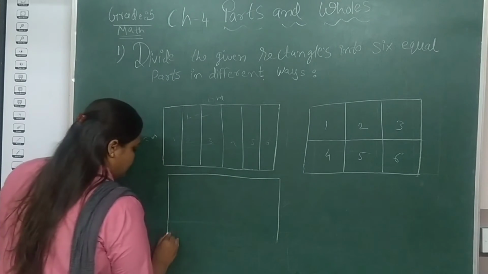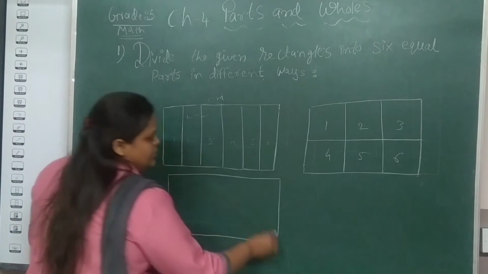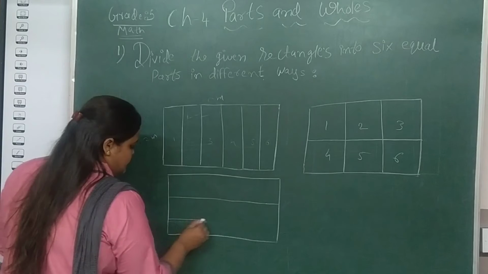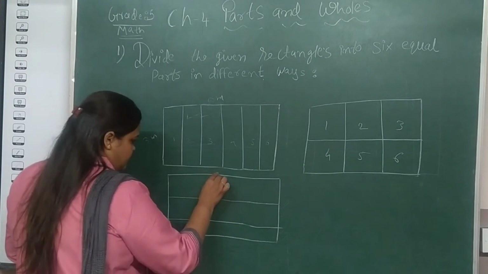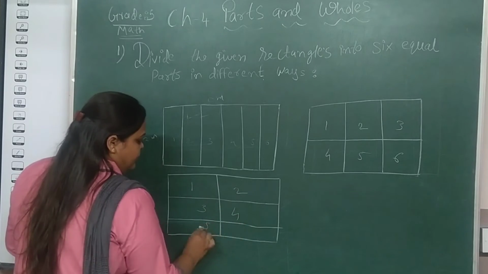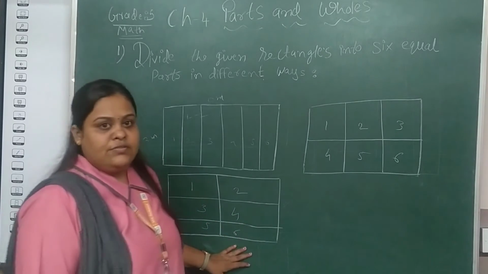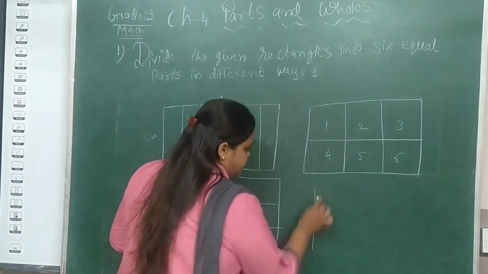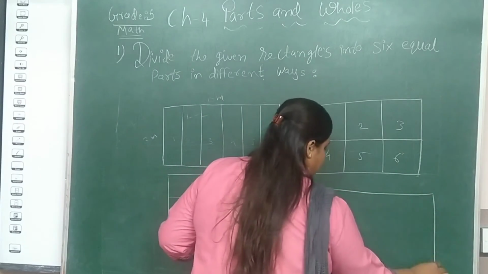This is a rectangle. Now again we will do 6 equal parts: 1, 2, 3, 4, 5 and 6. Again 6 equal parts we have done over here. Now last one. This is again a rectangle.